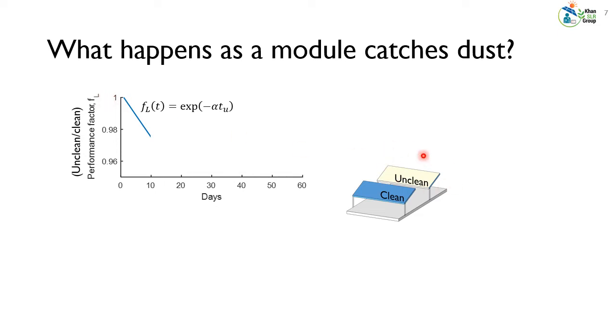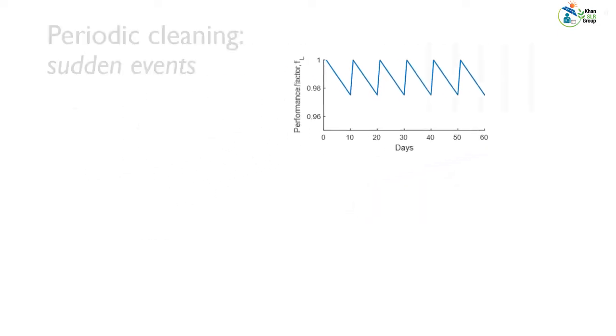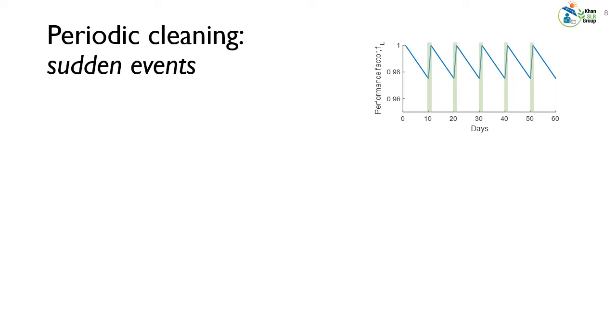If you leave the unclean panel as is, it's going to catch more and more dust every day, and the performance factor is going to degrade. After a certain time, you can have a cleaning intervention, and the output is going to immediately recover, and then it will start falling again because of dust accumulation. If you have periodic cleaning, then this process keeps repeating itself. Now, this is only true if you have constant or similar rate of soiling.